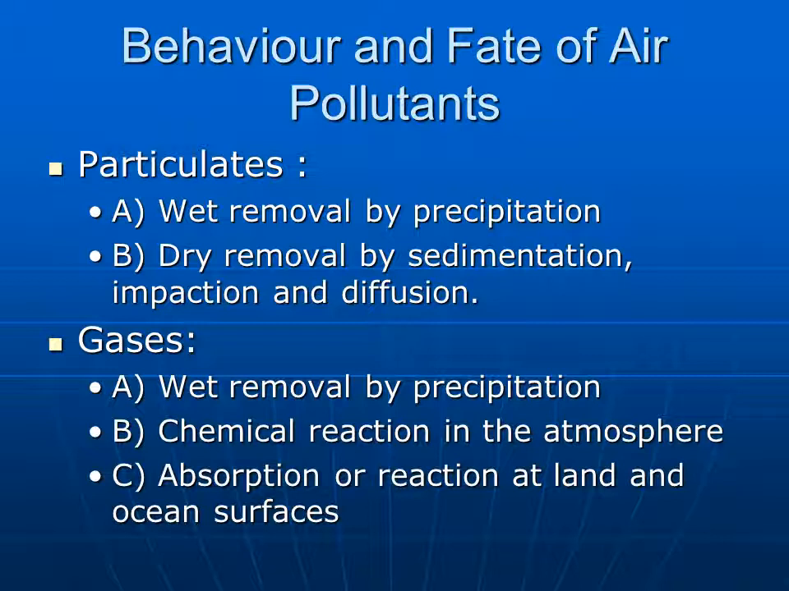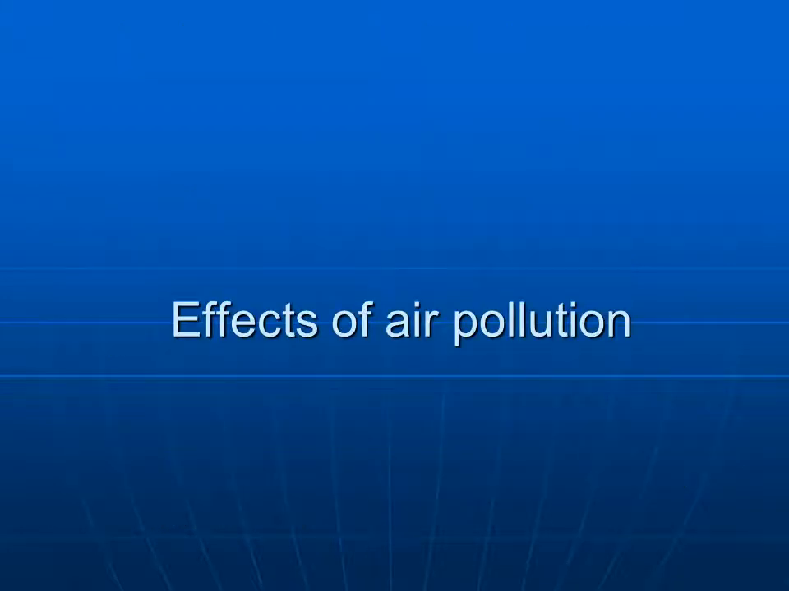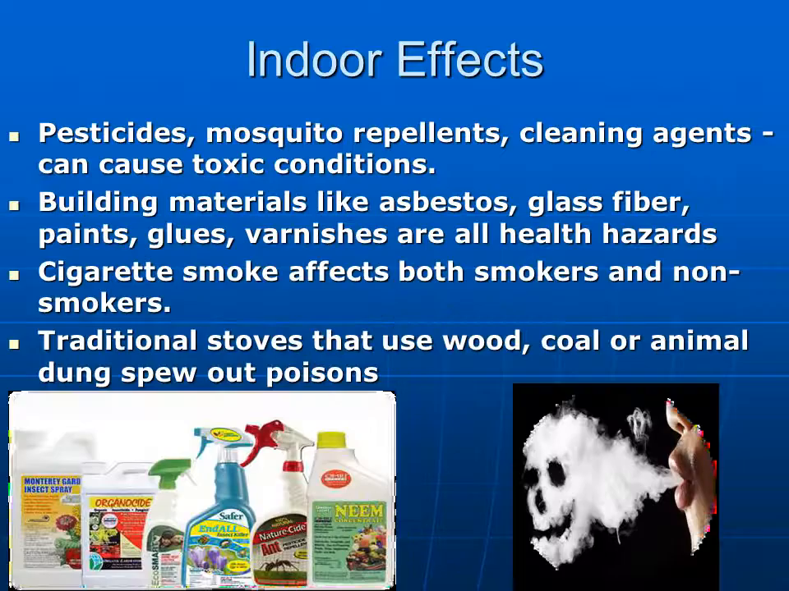Now let's see the behavior and the fate of these air pollutants. Particulates are usually removed as wet removal by precipitation, that is by rainfall, snowfall, etc. Dry removal is by sedimentation, impaction and diffusion. For the gaseous pollutants, the wet removal is by precipitation, chemical reaction in the atmosphere, and absorption or reaction at land and ocean surfaces.